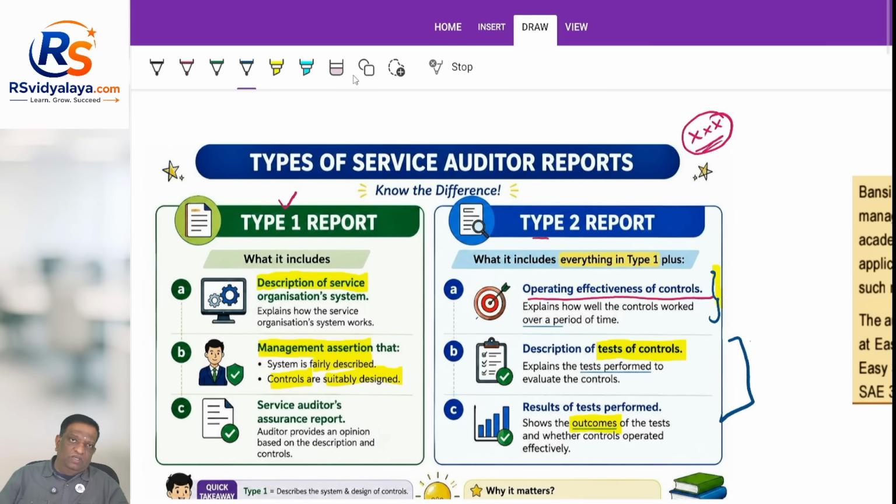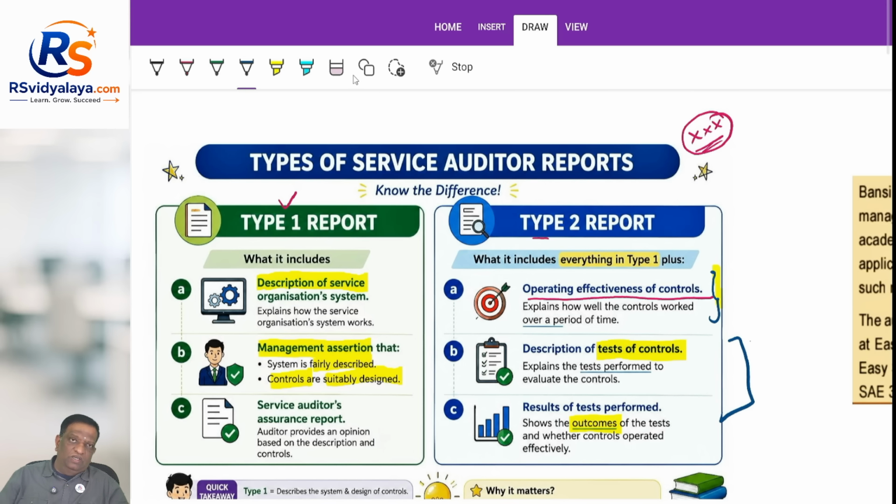Which one gives more assurance? Type 2 provides more assurance, as it shows not only the design of the controls, but how they have worked in practice. Therefore, type 2 is generally what is insisted on if the item being outsourced is very material to the financial statements.